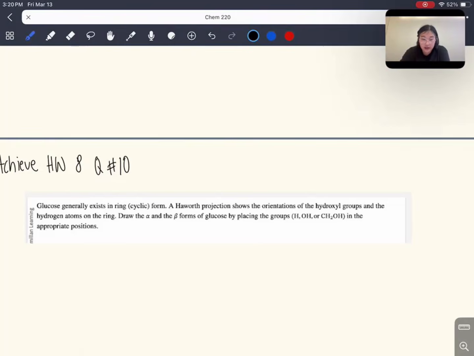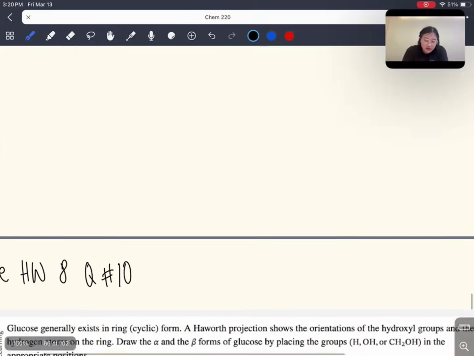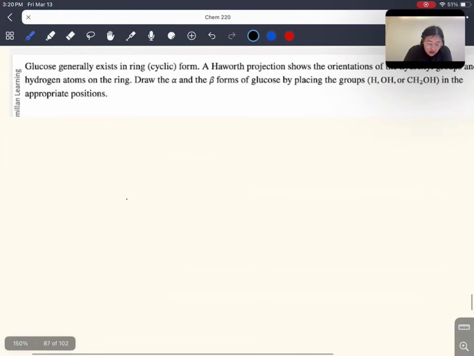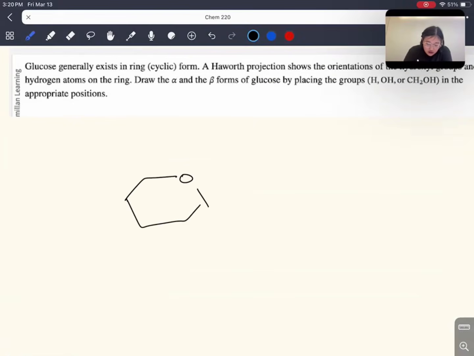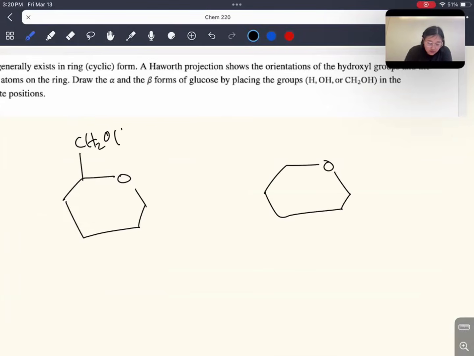But I'm going to draw out where the OH groups are to make it a glucose molecule, and then I'm going to leave the anomeric carbon blank so I can show you how to determine if it's alpha glucose or beta glucose. So glucose looks like this. I'm going to draw two of them. Say our CH2OH group is pointing up, and then down, down, this one's up.